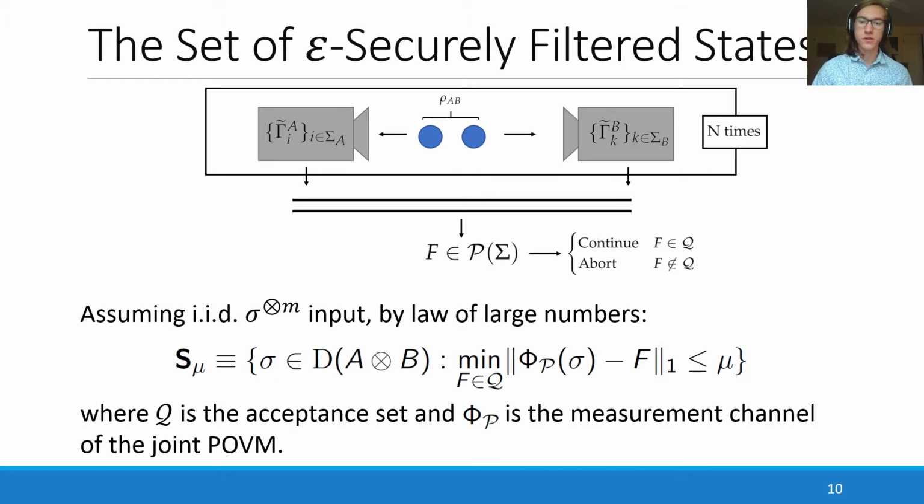one can construct the set S mu, which only excludes states which are epsilon securely filtered. The intuition for this is that this map phi p is the joint measurement channel between Alice and Bob, and so it determines the probability distribution of Alice and Bob's joint outcomes. Therefore, you then just check if there's a probability that there's a frequency that you would accept upon within some distance of that state, and if so, then you need to consider that state. Therefore, it is a question of the distance between the probability distribution of the measurement and the frequency distributions that you would accept on within some value mu.